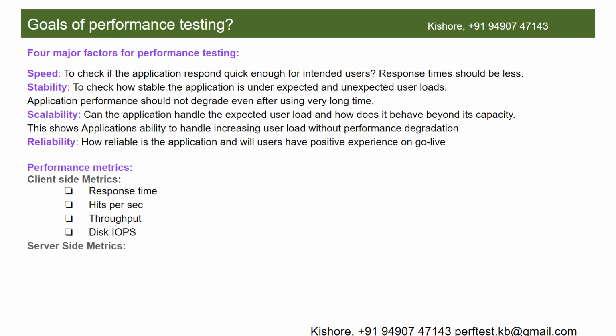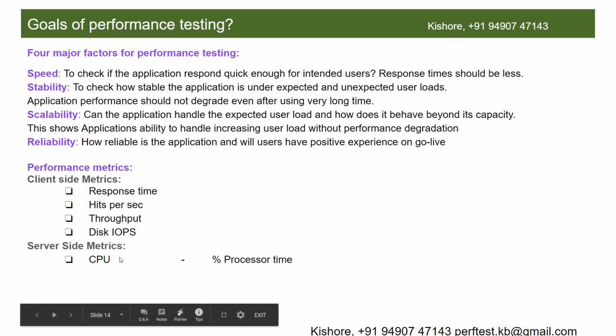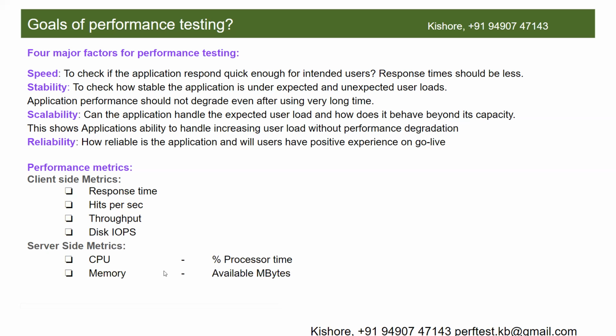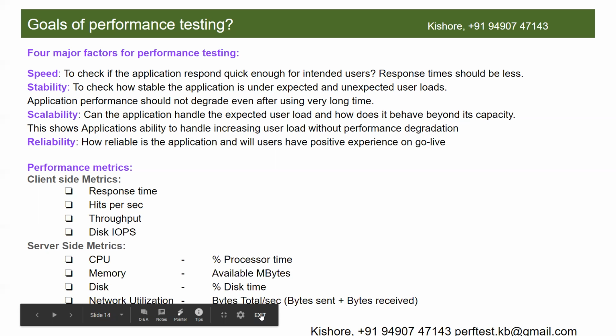Coming to server side metrics, to measure the performance of an application, we monitor percent processor time in CPU. When I say server side metrics, I mean on the web server, application server and database server. These are the metrics that we monitor: percent processor time under CPU, available bytes under memory, percent disk time under physical disk, and bytes total per second under network utilization.